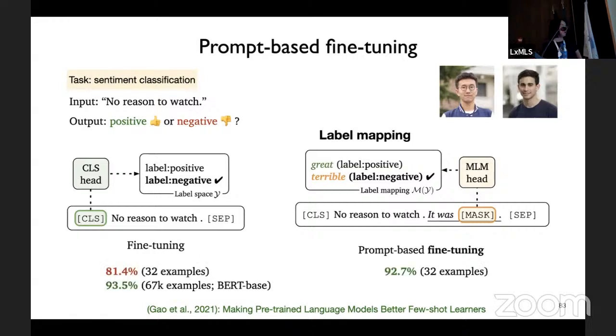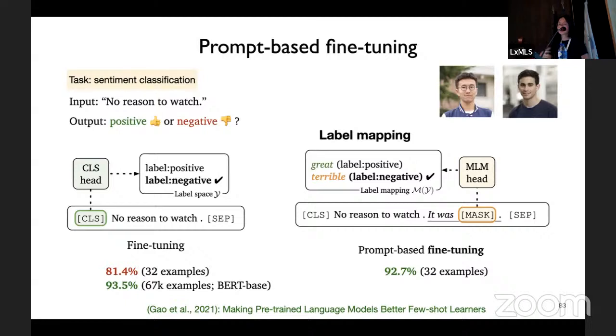Just to give you one example, on the Stanford Sentiment Treebank, if you do the standard fine-tuning with only 32 examples, you can get 81% accuracy. If you use the whole training set, 67,000 examples, you can get almost 94% accuracy. But if you do the prompt-based fine-tuning, randomly sampling only 32 examples and reusing the MLM head to predict "great" or "terrible", you can actually achieve almost 93% accuracy. So this is also a really big, good improvement.